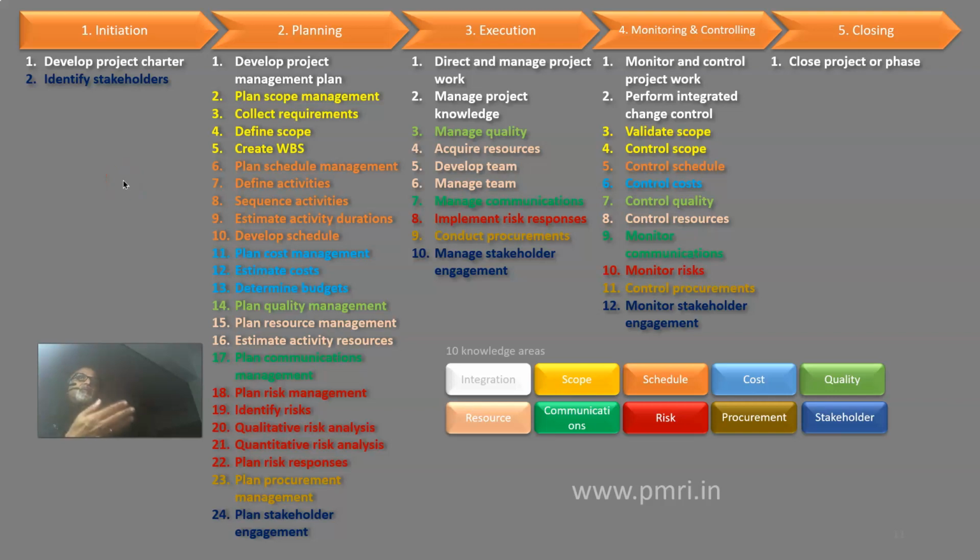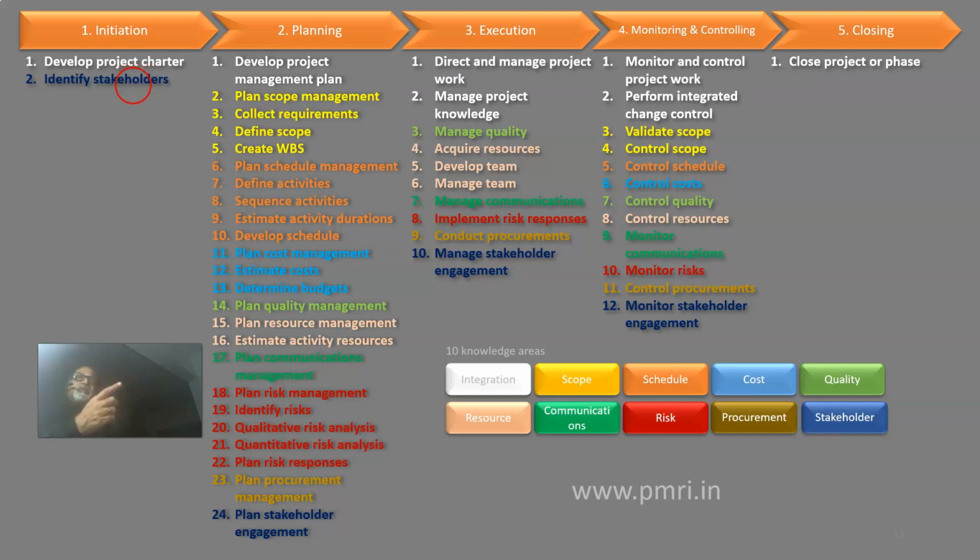This is unboxing project management body of knowledge in less than 10 minutes. So here we have the 5 process groups of the project, that is initiation, planning, execution, monitoring and controlling, and closing. And under initiation, the first thing we do is develop a project charter and then identify the stakeholders.